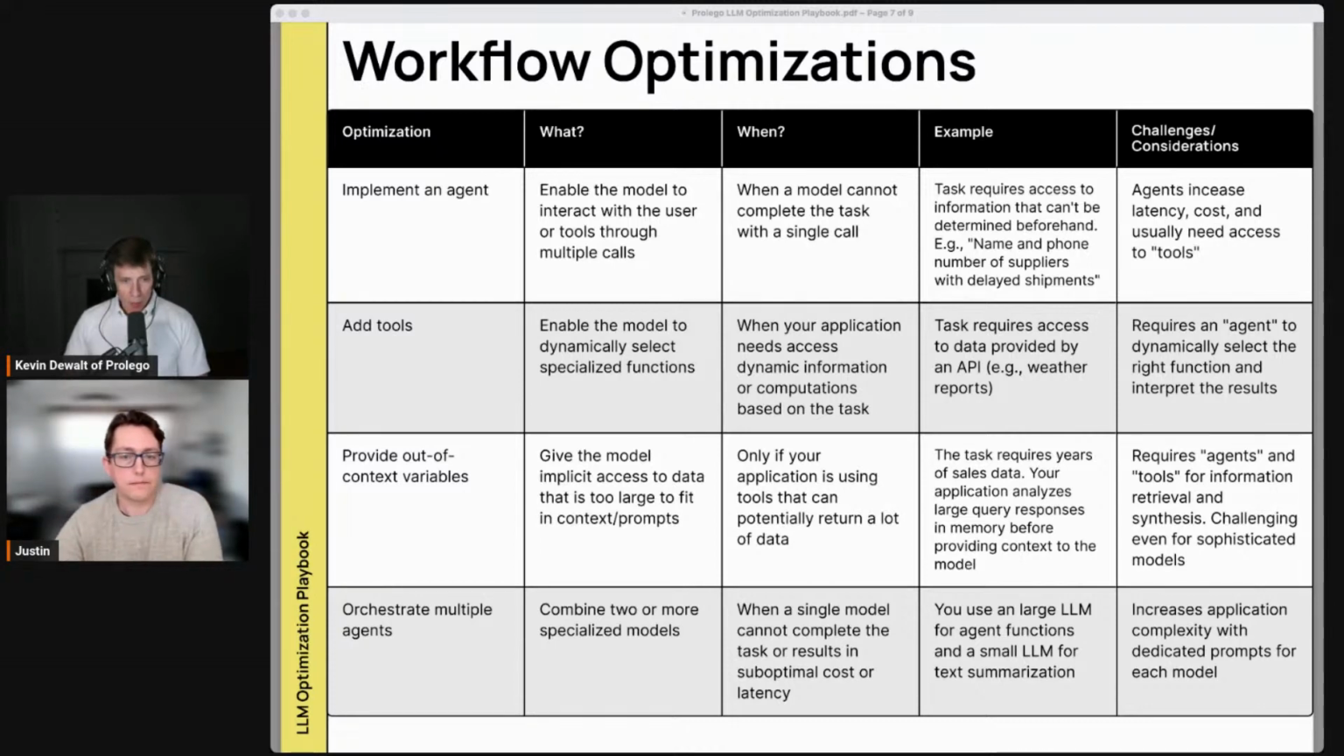All right, now we're getting into the really complicated things. Provide out of context variables. So getting back to the scratch pads here. What do you mean by out of context variables, and what's the use case?